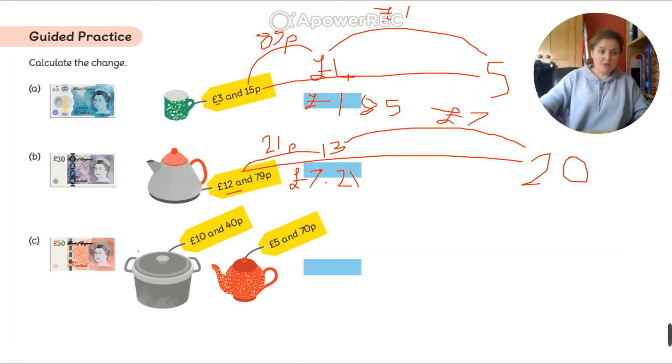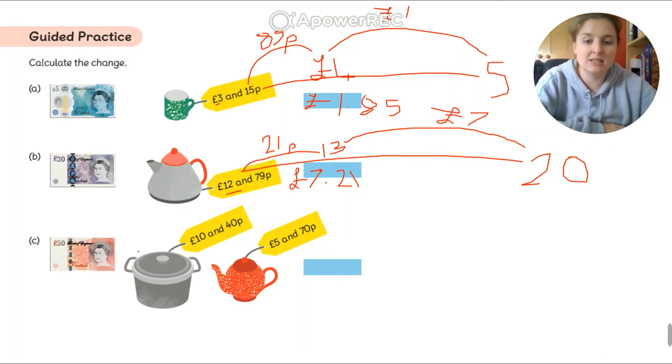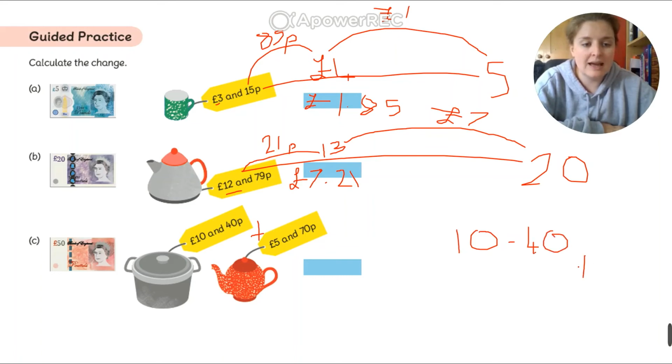Now, it gets tricky with this one. So I'm not just buying one thing this time, I'm buying 2 things. So I need to first of all add the cost of these 2 things together before I can work out how much change I'm going to get. So we can do that using column addition. So I can do £10 and 40 pence, add it together with £5.70.